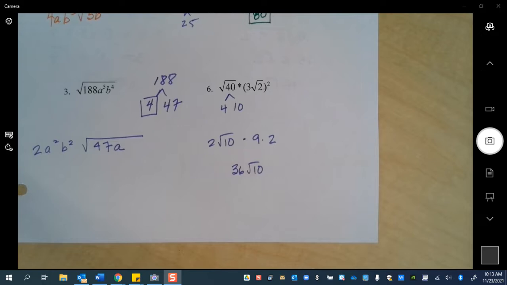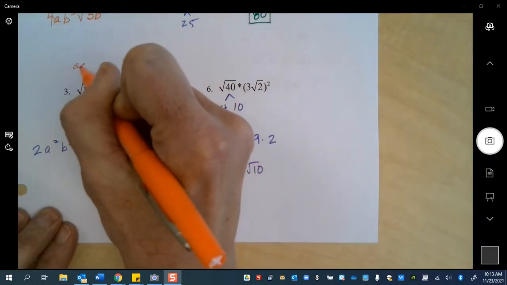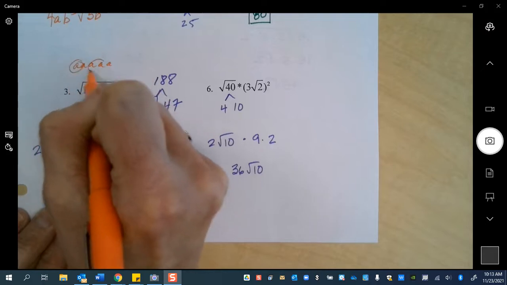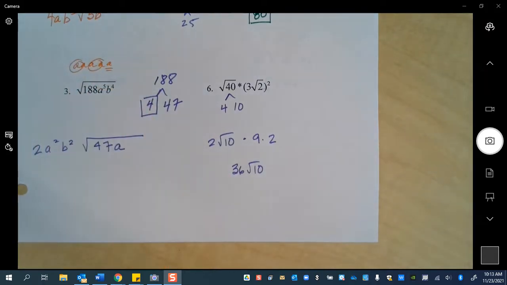Remember, everything is multiplied. So there's no addition or subtraction happening here. Just making sure that you get it, and I'm telling you what, to avoid making mistakes, if you need to draw 5 A's and find your 2 groups with your 1 left over, do it. Because the more times you do it, the more you'll understand how to go about working that.